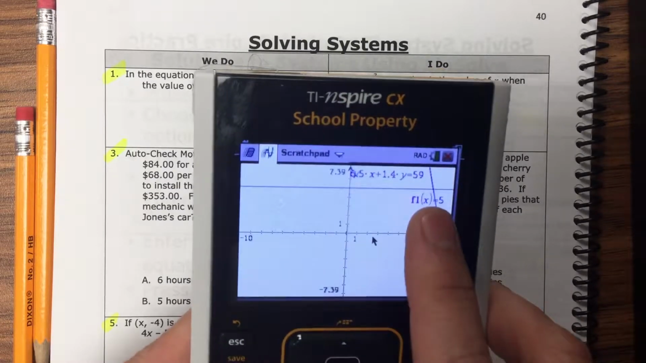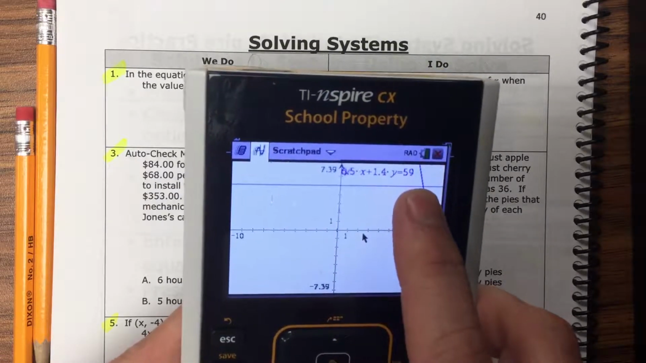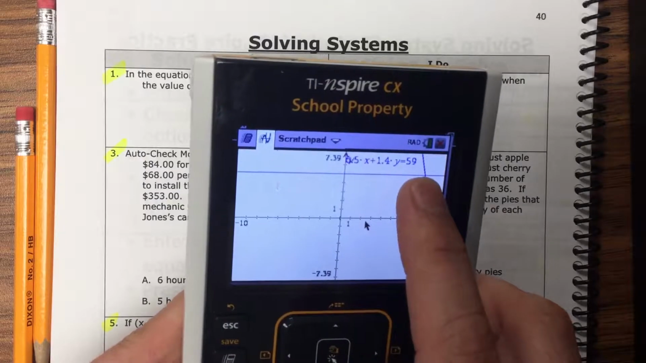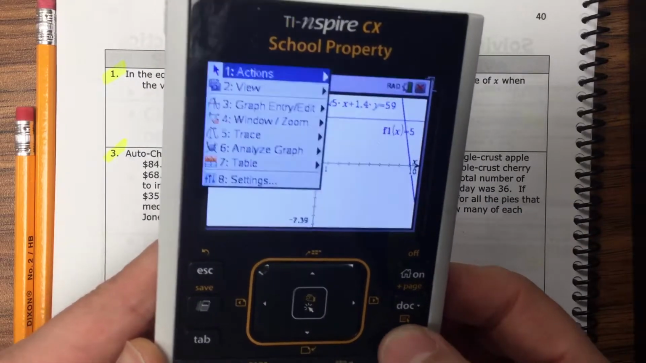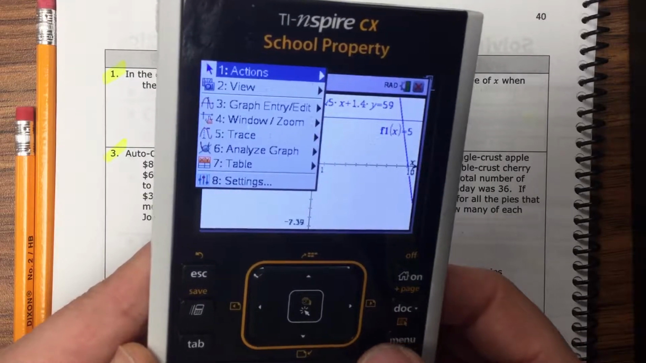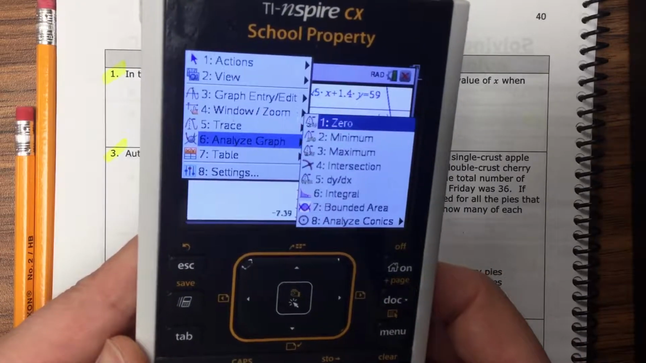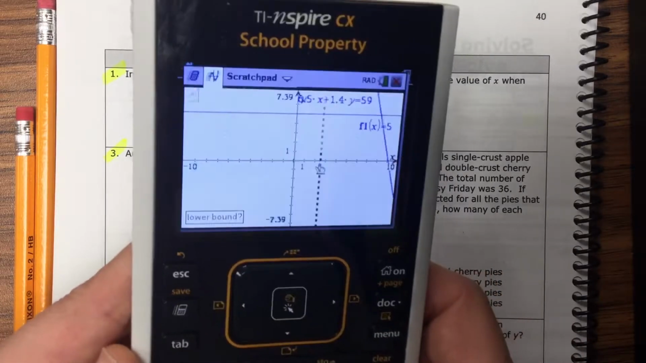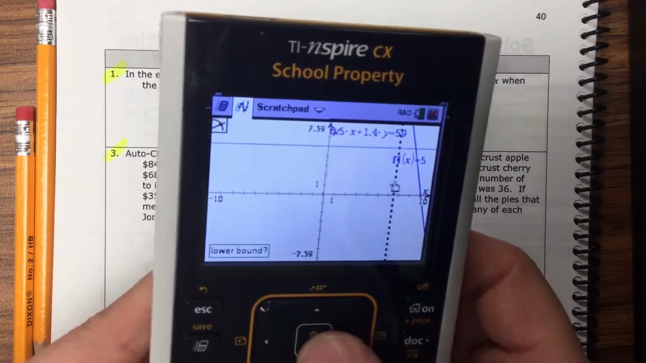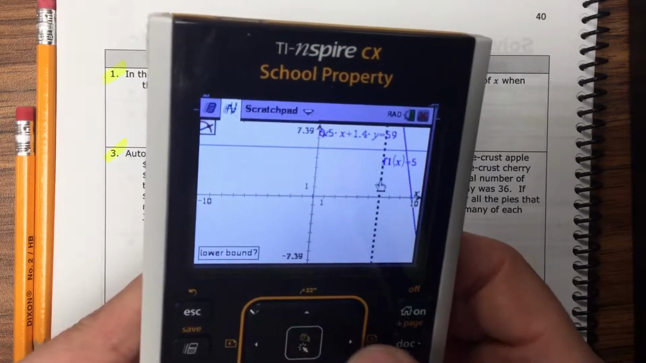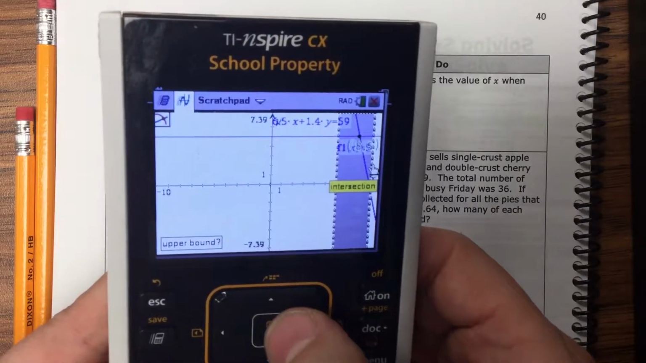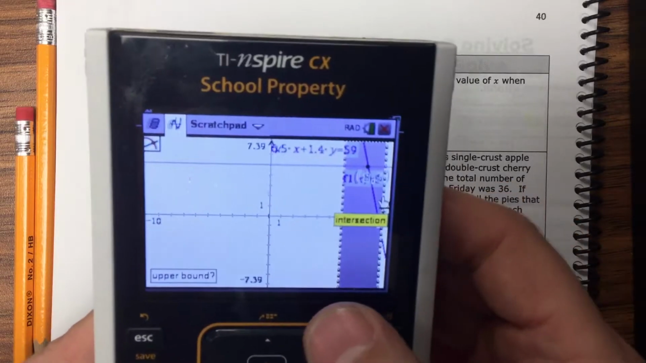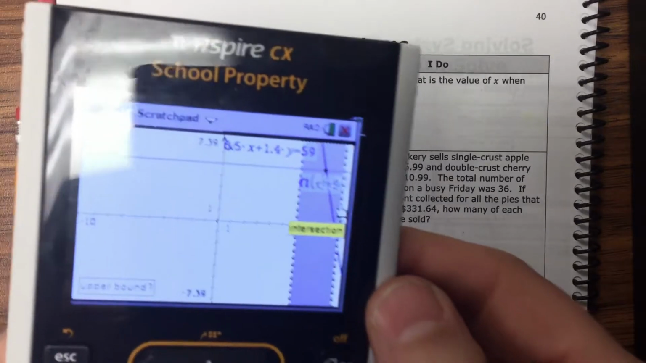Okay, the other one's way over there, but you can see the intersection, and we're going to use that same analyze graph feature that we did in the last video. Menu, analyze graph, intersection. You go over here close to it, stay in the white spot so you don't actually click on something, click the middle button, drag, and it tells us the ordered pair.